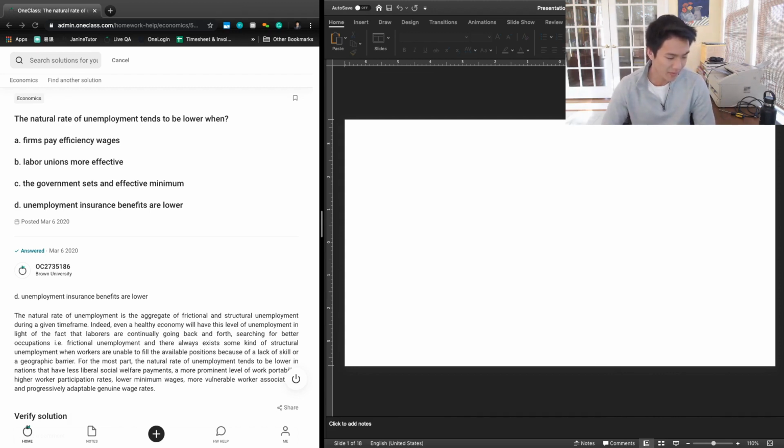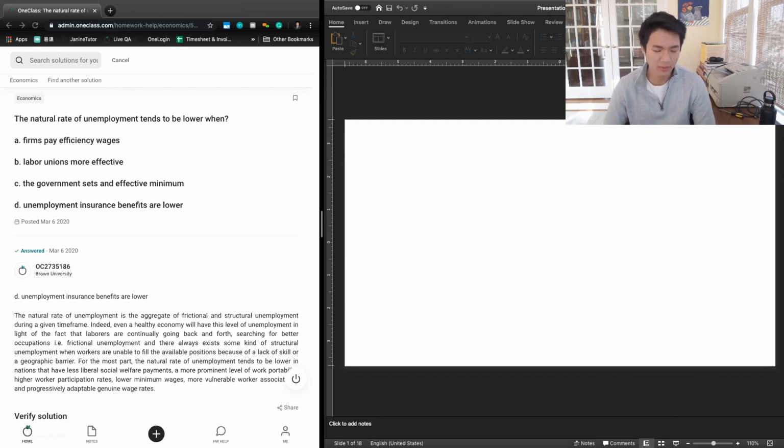So the first question says, natural rate of unemployment tends to be lower when which of the following is true? A says firms pay efficiency wages, B says labor unions are more effective, C says the government sets an effective minimum, and D says unemployment insurance benefits are lower.